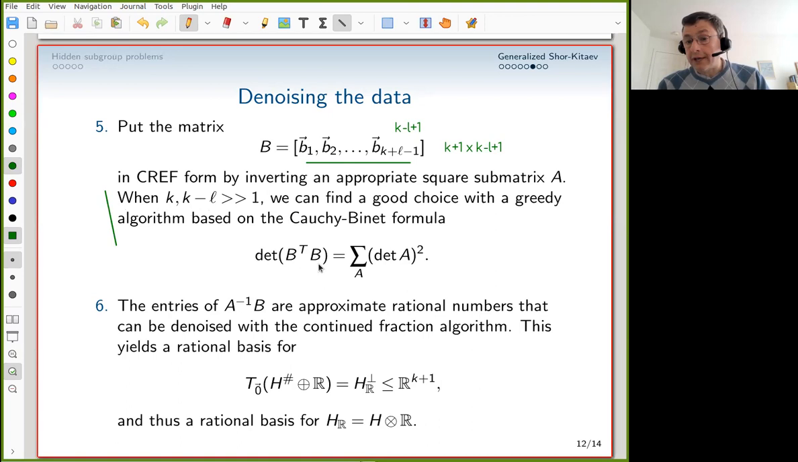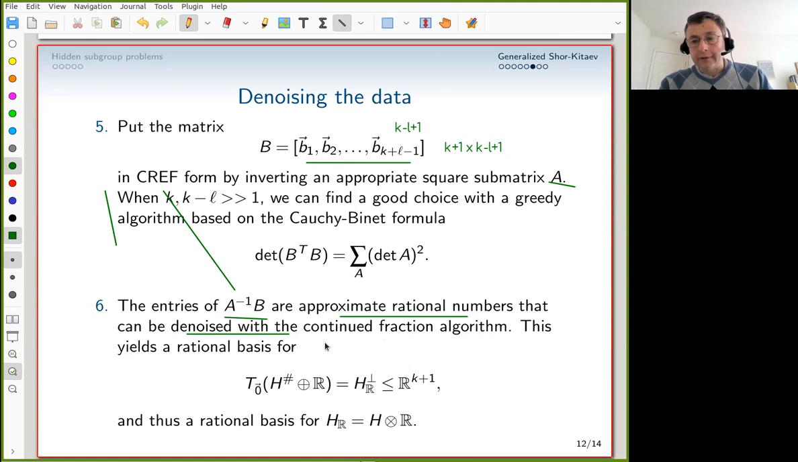It's a generalization of the Pythagorean theorem, actually. This total determinant is the sum of the squares of these minors. And you can just eliminate rows one by one using a greedy algorithm to get a submatrix that has a large enough determinant to know that the determinant doesn't just come from noise. Doesn't even mainly come from noise. You can invert that one. So this is our CREF form, A inverse B, using an appropriately chosen submatrix. And the entries, well, there's the identity where you inverted, but the other entries are approximate rational numbers. And the noiseless rational numbers that they approximate is the valuable information. Then you can denoise those entries with a continued fraction algorithm.